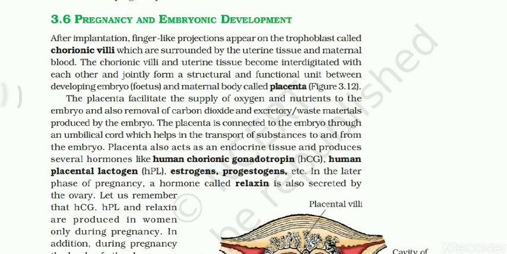The placenta is connected to the embryo through an umbilical cord, which helps in the transport of substances to and from the embryo. So placenta communicates with the fetus with the help of the umbilical cord. Umbilical cord is helpful for the transport of substances to the embryo and from the embryo. Placenta also acts as an endocrine tissue and produces several hormones like human chorionic gonadotropin (HCG), which is the main hormone characterized by the initiation of pregnancy.